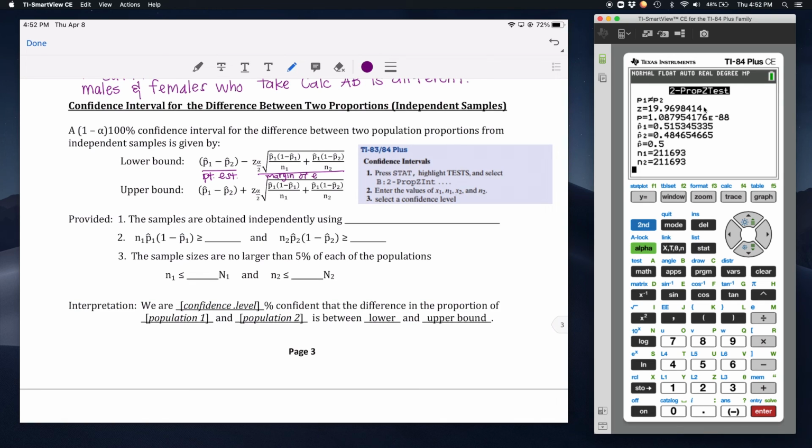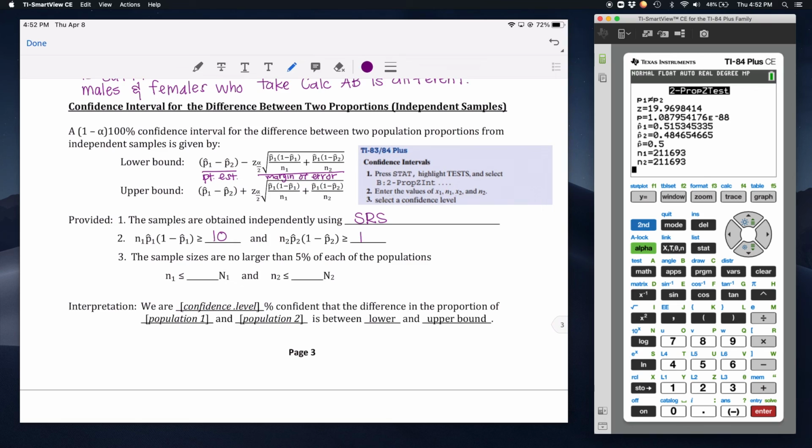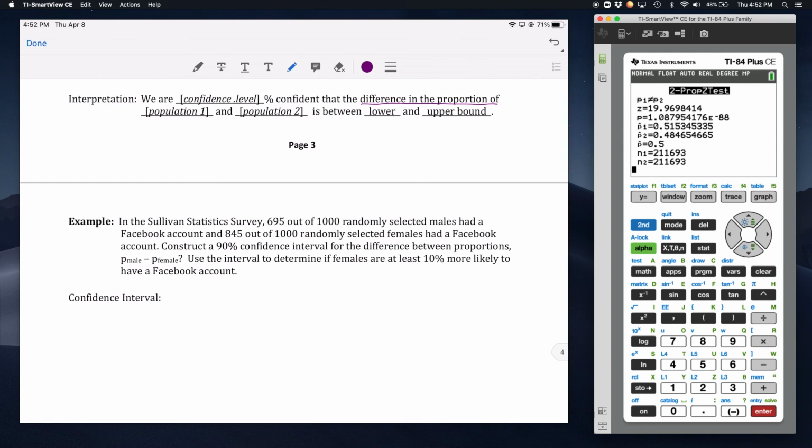And our calculator will figure out those things for us, but I just want to point out to you what's happening. Our conditions are the same as we've been using before, right? Your samples were obtained independently using a simple random sample. We want our n times p times 1 minus p to be greater than or equal to 10. And our sample sizes are no larger than 5% of the population. And remember, we're estimating here now, we're blank percent confident that the difference in proportions of whatever the situation is is between these two bounds. Okay, so let's go ahead and do a confidence interval or two.